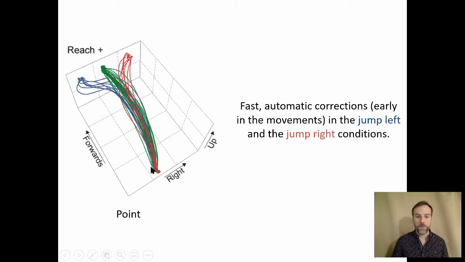And that's why you don't see an instantaneous correction towards a target jump. For a good period of time, the trajectories are identical, and then once you've been able to process that updated target location, select a response, program that response, and initiate it, you later see a correction to that movement.